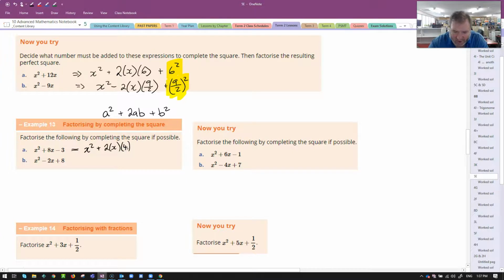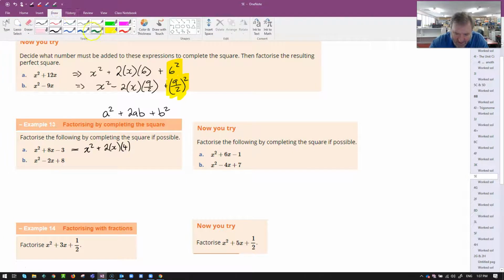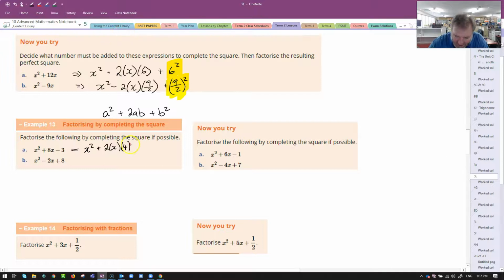Now here's where I wanted to add on a number to complete the square. So I'm going to add on 4 squared. See how that matches the form now? It's something squared plus 2 times the first thing times the second thing plus the second thing squared.